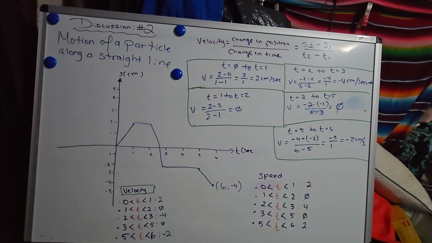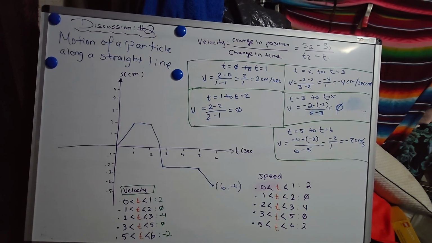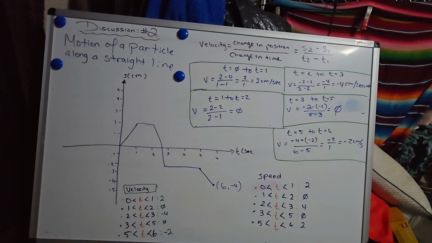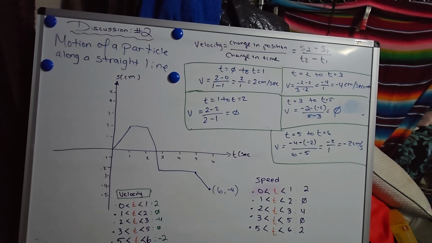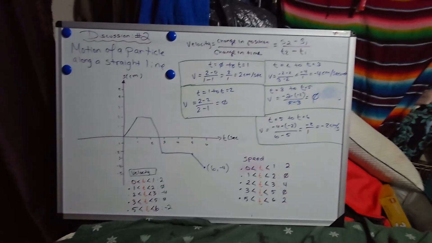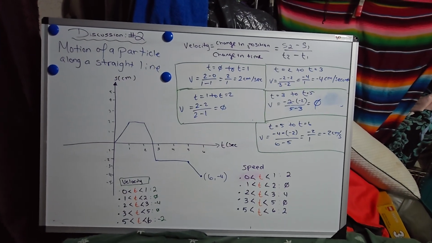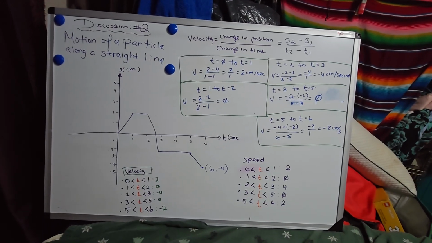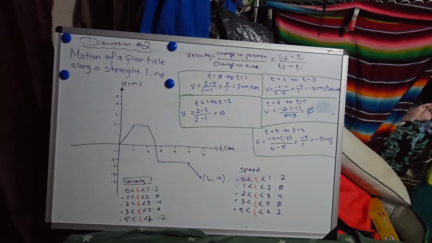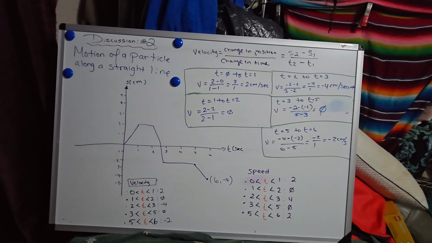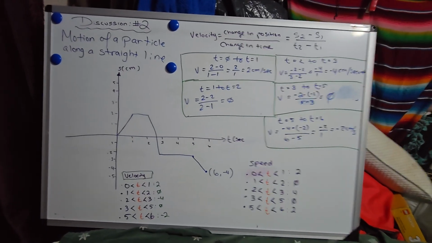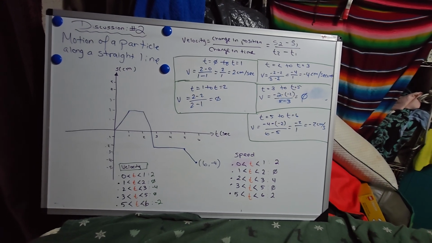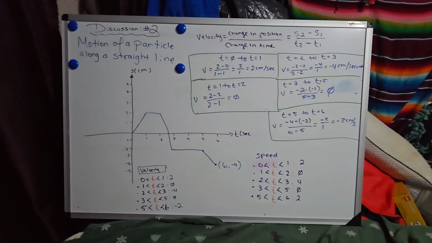From 1 to 2 seconds, it's 0 because the particle is standing still. From 2 to 3 seconds, the velocity is negative 4 centimeters per second. From 3 to 5 seconds, it is 0 again because it's not moving. And from 5 to 6 seconds, the velocity is negative 2 centimeters per second. So positive velocity means movement to the right. Negative velocity means moving to the left, and 0 means the particle is standing still.